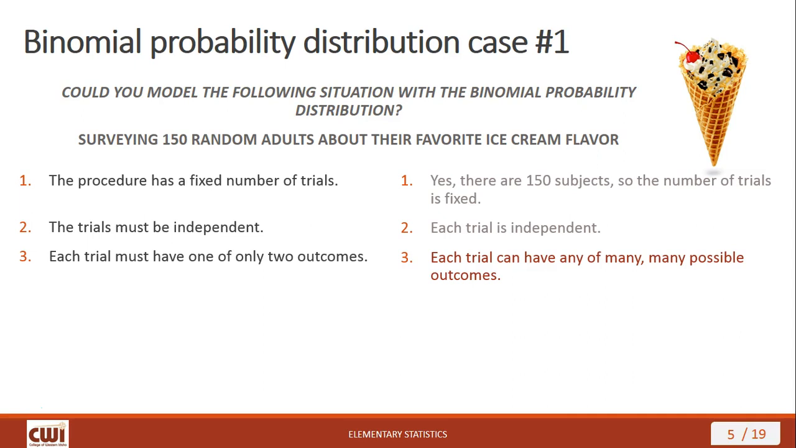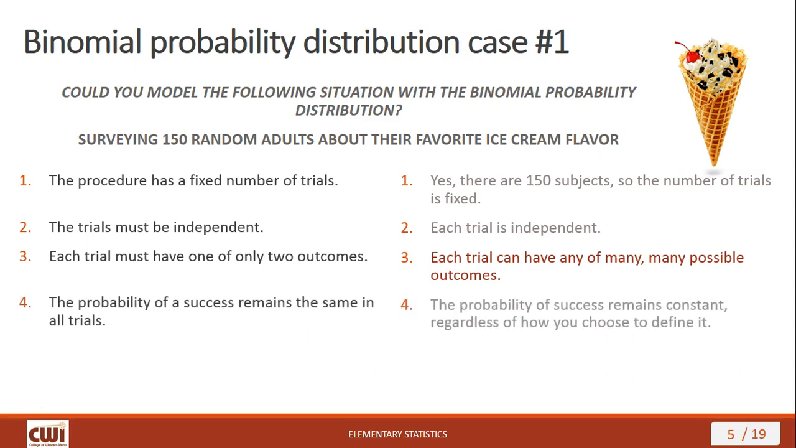And that's why I scream, you scream, we all scream for ice cream, because there are many different delicious possibilities that we could have for ice cream flavors. So each trial can have more than just one of two outcomes. Fourth, the probability of success remains the same in all trials.